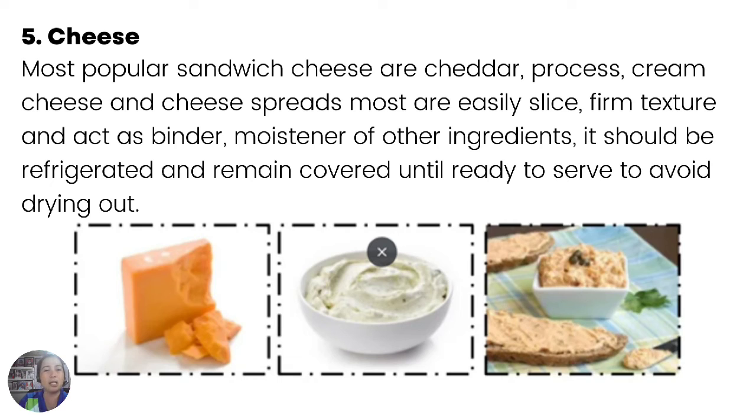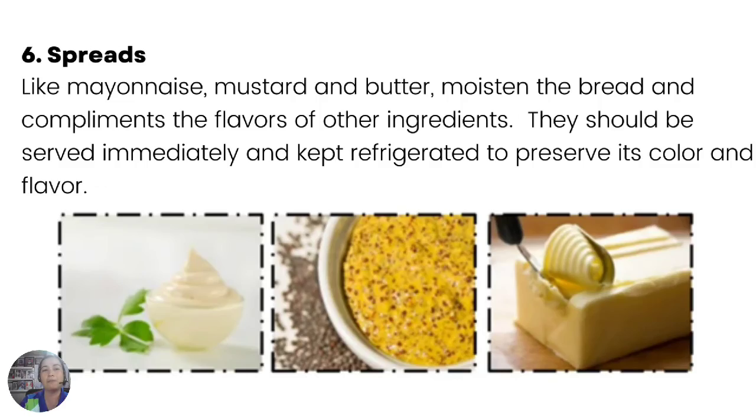Other than that, we also have cheese. Ngayon, marami na tayong mga type of cheeses na nabibili sa mga groceries. Most popular sandwich cheeses are cheddar cheese, processed cheese, cream cheese, cheese spreads, and most are easily sliced, with firm texture. This cheese acts as binder and as moistener of other ingredients. It should be refrigerated and remain covered until ready to serve to avoid drying out. Pag na-expose na yung cheese in room temperature na hindi natin tinakpan or nilagay sa kanyang packaging, nagda-dry agad siya. So after using it, make sure na na-refrigerate natin.